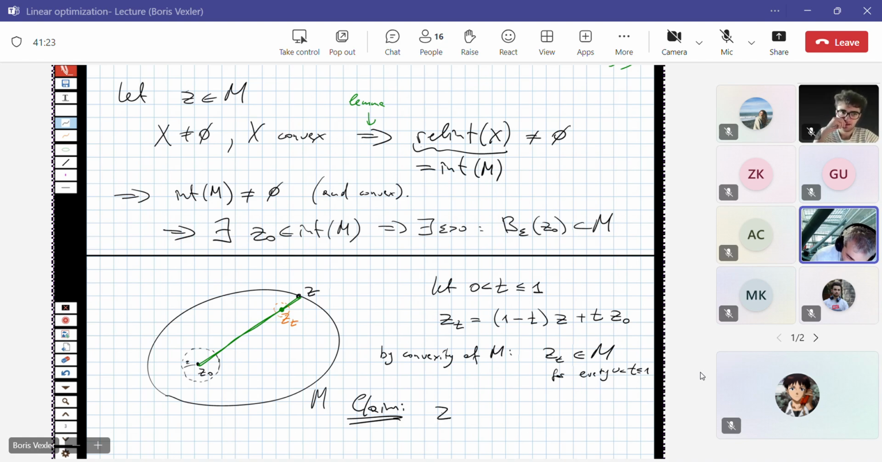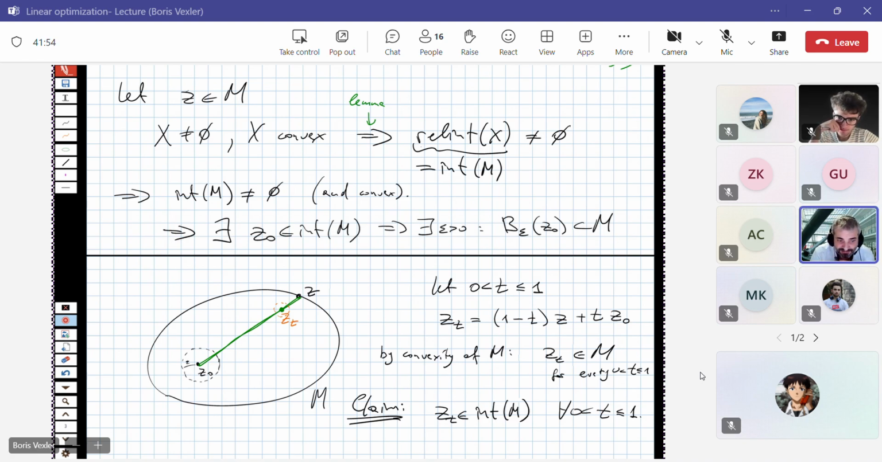We would like to prove that ZT is in the interior of M for every T within 0 and 1. Okay, how to prove this? We need to find a ball around ZT such that it is a subset of M. Is it clear what I am doing? Please interrupt me anytime if you do not understand any step. Okay.